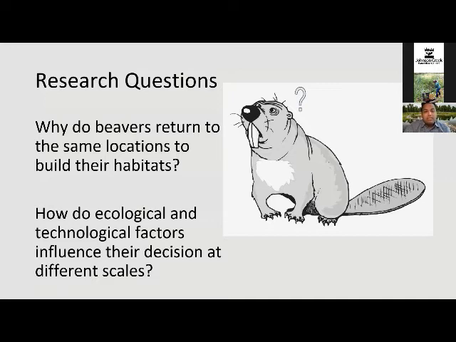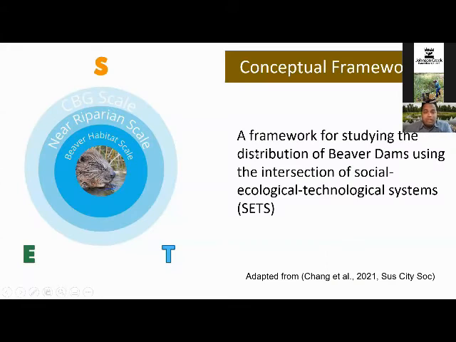So we had two research questions. Why do beavers return to the same location to build their habitats, and how do ecological and technological factors influence their decision? The conceptual framework revolves around social, ecological, and technological factors. And we are conducting this study at 3 different scales. One is at the beaver habitat level. The next one is the near riparian. Finally, the census block group scale. Census block group is a well-defined geographic unit for which the Census Bureau publishes data. The scope of this presentation is just the beaver habitat scale, as the other two are still ongoing.